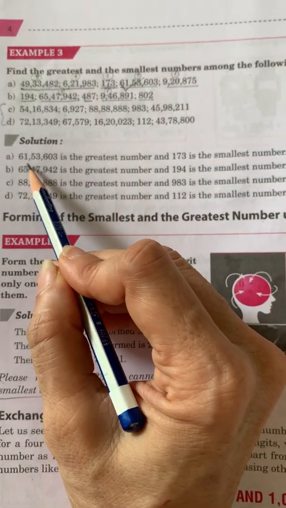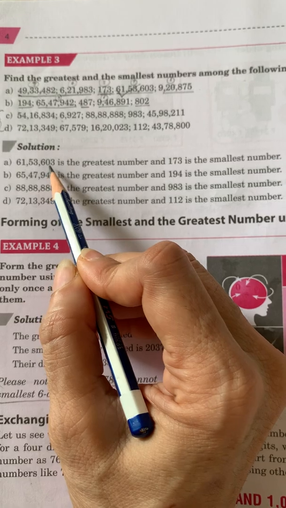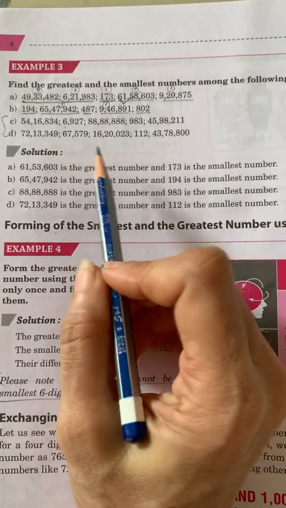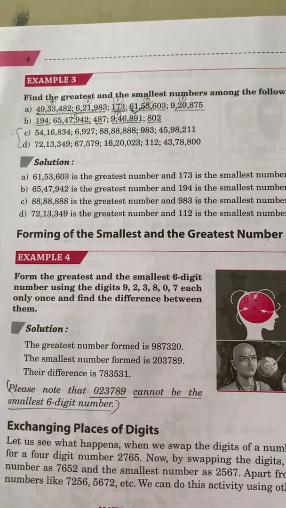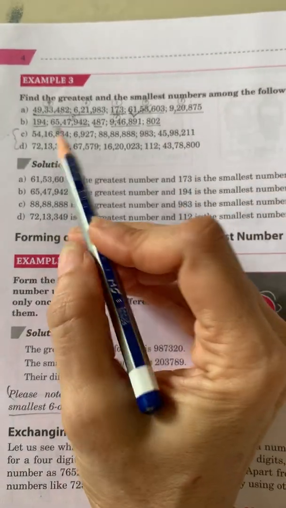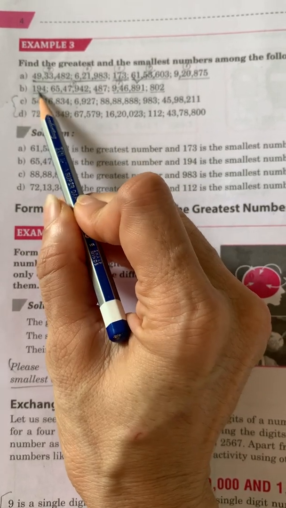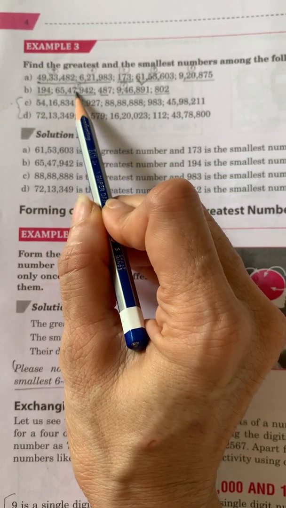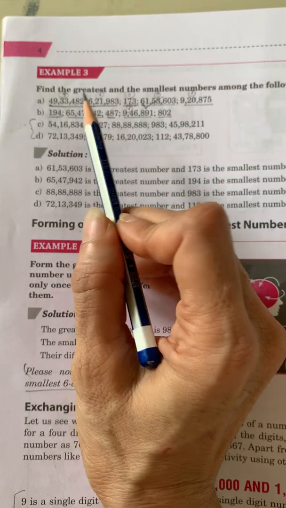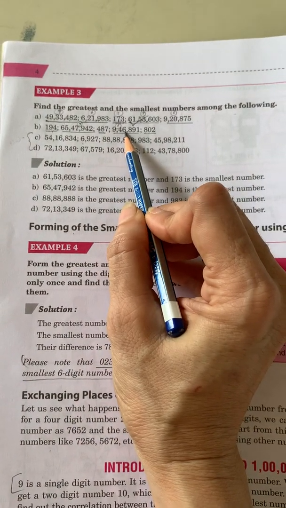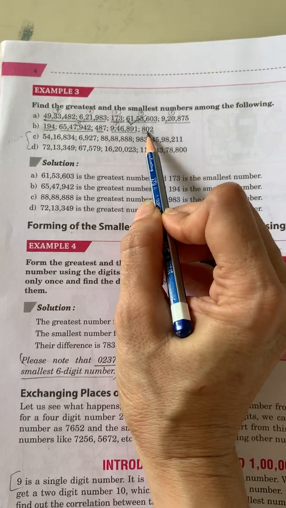So 6153603 is the greatest and this is the smallest. So we will go to the next example, B. Here if you see, the first number is with 3 digits, the second number is with 7 digits, the third is with 3 digits, the next number is with 6 digits and again 3 digits.